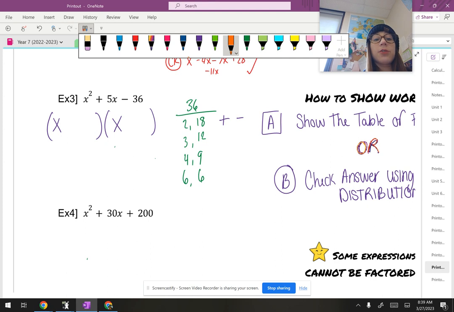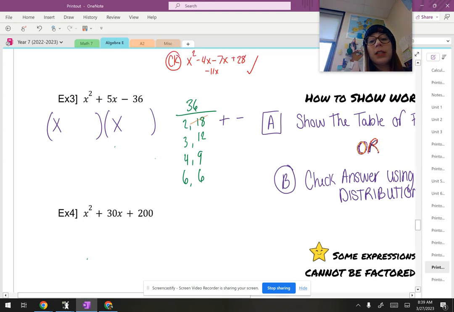Now, adding to this 5 here, 2 and 18. 2 plus 18 is 20, 2 minus 18 is 16. Not going to work. 3 plus 12 is 15, 12 minus 3, 9. Either way, not 5. 4 and 9, that seems to be my ticket one because 9 minus 4 is going to give me 5. 6 and 6, that's going to get me 0 or 12, neither of which are 5.